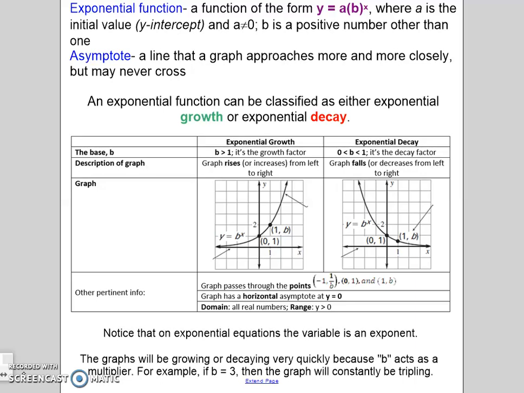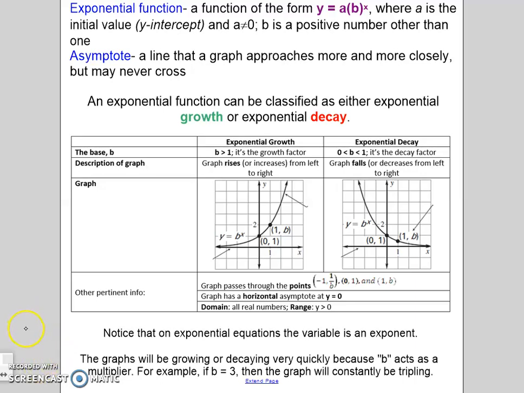An exponential function can be classified as either exponential growth or decay. If it's exponential growth, then b is greater than 1. When you look at a graph, you'll notice that the graph will rise from left to right. In other words, it'll increase from left to right. If it's exponential decay, then b is a fraction or decimal between 0 and 1. And when you look at the graph, it will fall from left to right. In other words, it'll decrease from left to right.